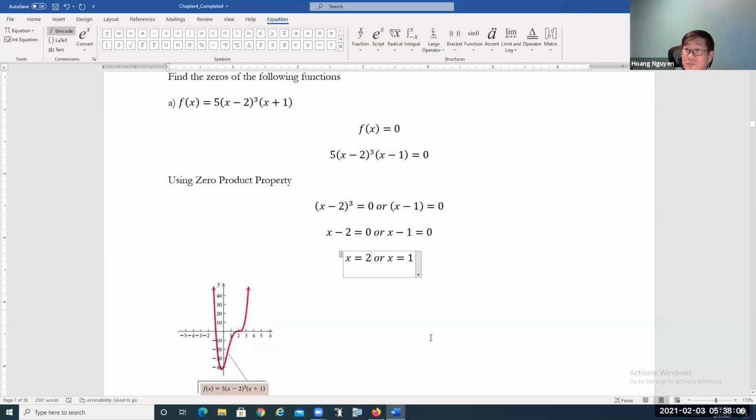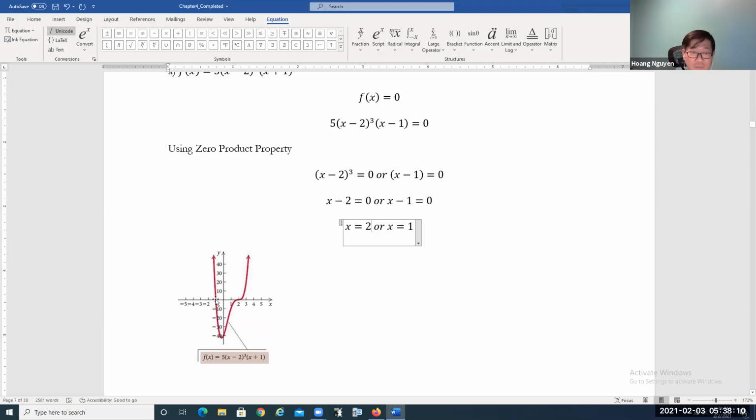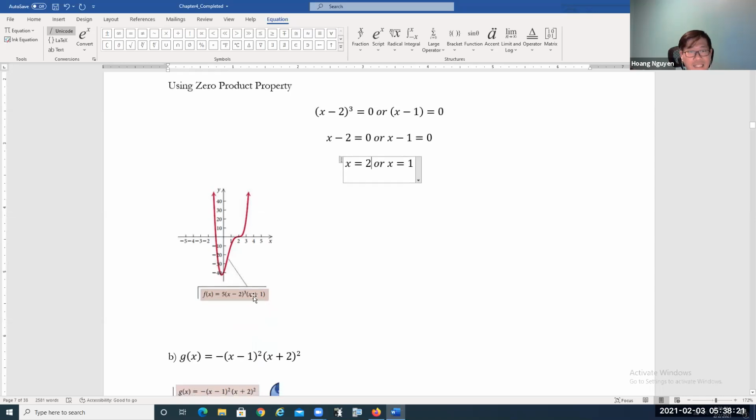So we have two zeros over here, x equals 2 and x equals 1. You can observe that by taking a look at the graph over here. When x equals 0, that's the first x-intercept. When x equals 2, that's the second x-intercept. Okay, but let's take a look at this.